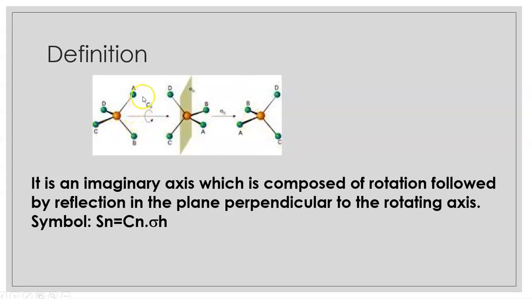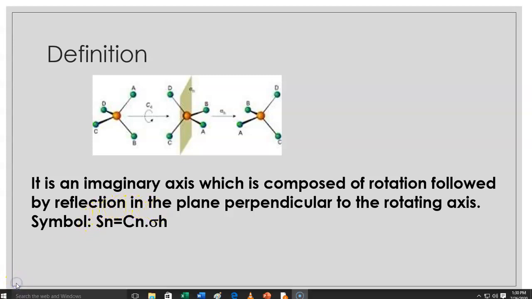So the combination of C4 and sigma h is called an S4 axis of symmetry. So this particular molecule, the tetrahedral molecule, has an S4 axis of symmetry. So you can represent the improper axis of rotation: it is an S4 axis of symmetry, which is a combination of C4 axis and sigma h.